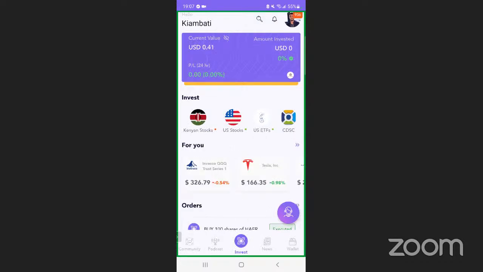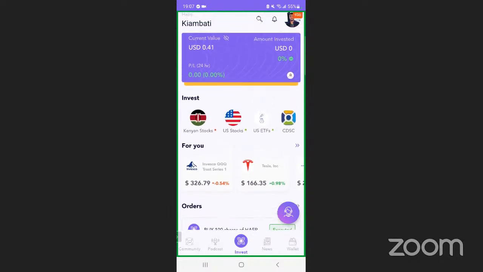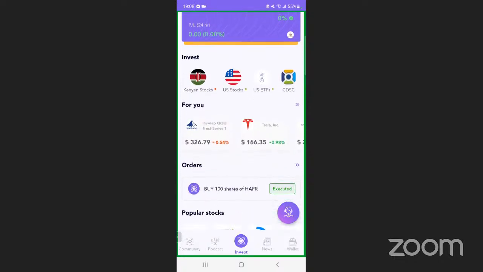So we'll use this demo account. This is my demo account. We'll use it just to show you how you can navigate the app itself. The moment you access the app, this is what you see. The first thing, I'll go to the community section.